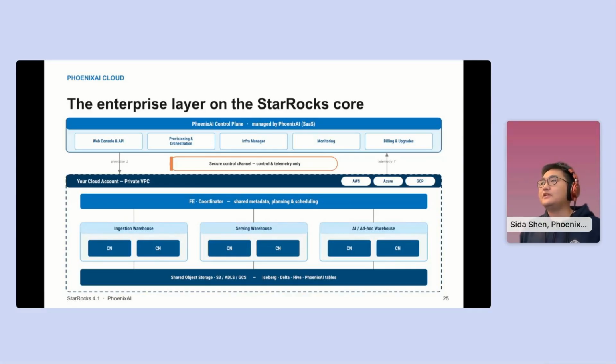And also, no data flows through PhoenixAI. And also you have the option to encrypt every single thing. So we don't have any access to your data. So maximum security and ownership of your cluster as well as your data, right? So bring your own cloud and bring your own data lake. We don't manage data lakes as well. So we do want you guys to have ownership of everything, right?